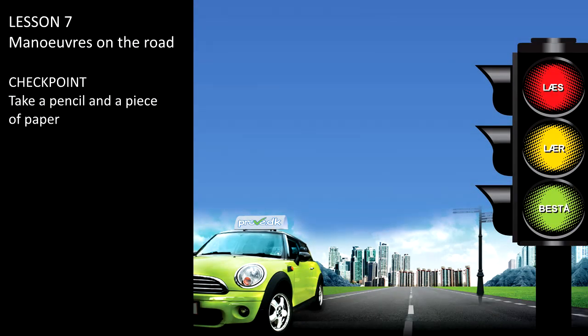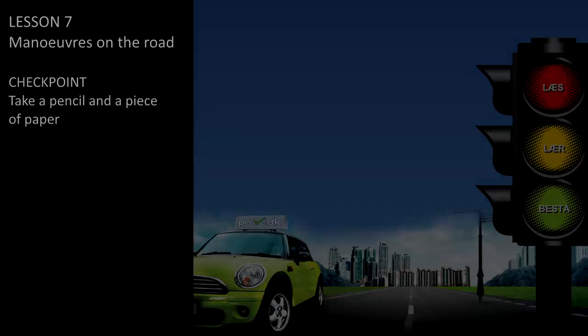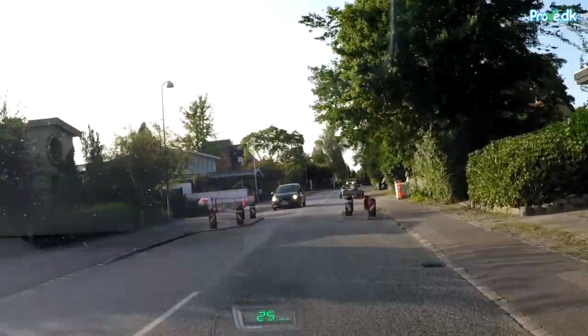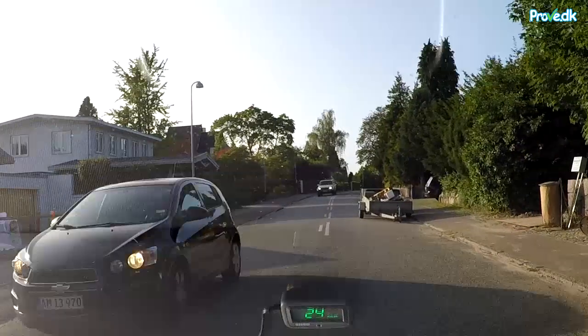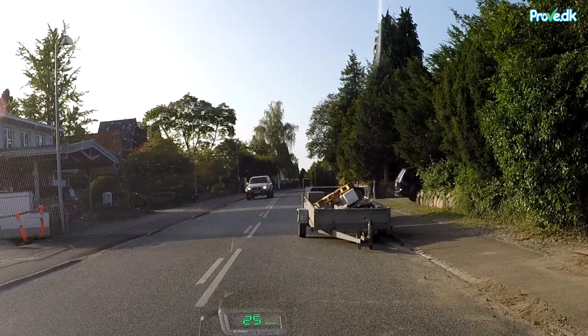Checkpoint. Take a pencil and a piece of paper. You are driving at the speed of 25 kilometers per hour. The oncoming vehicle is moving slowly. There are no vehicles behind you. How will you continue? I will pay special attention to the oncoming vehicle. I will continue driving at approximately the same speed. I will apply the brakes. I will give way to the oncoming vehicle.